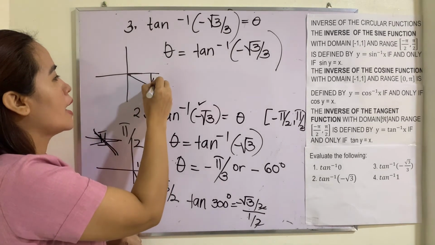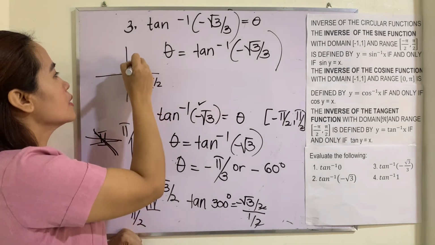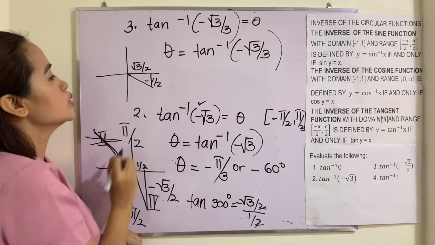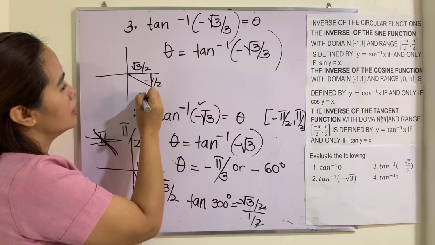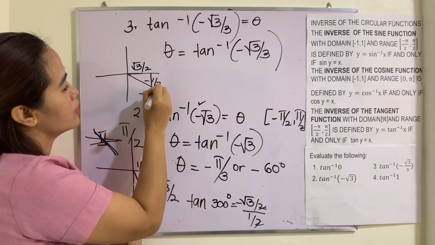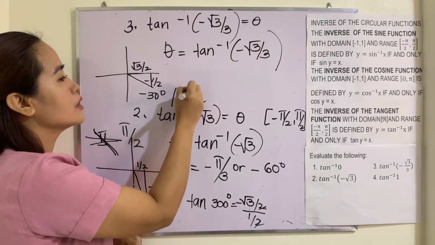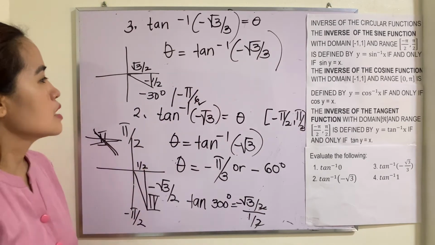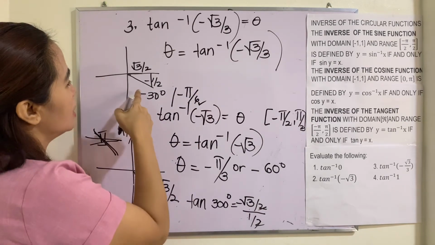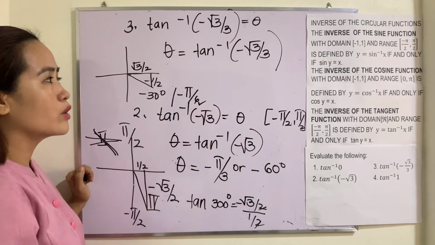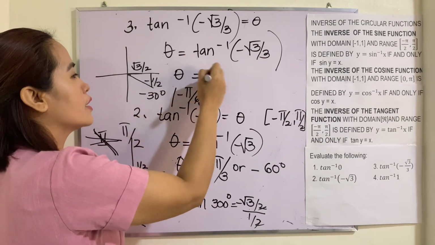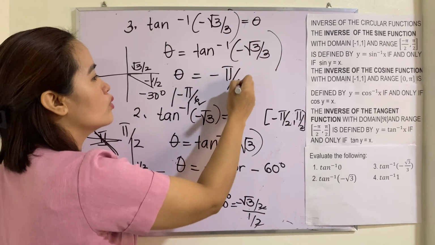So this one is 1/2 negative, and this one is square root of 3 over 2. If I will be representing it in degrees, this one is negative 30 degrees, or negative pi over 6. So, tangent here is, of course, negative square root of 3 over 3. That is sine over cosine. So, therefore, theta is negative pi over 6.